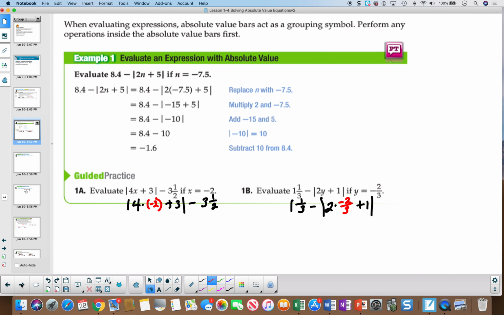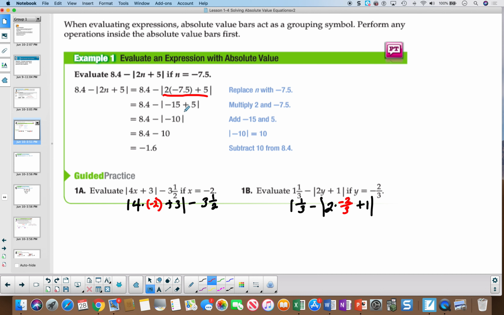Let's take a look at evaluating an expression. So we have this expression, and we're going to put -7.5 into this expression. Now when we do this, we want to treat absolute value like a parentheses. We want to evaluate the expression inside. Notice there's multiplication and addition. We want to do the multiplication first because of PEMDAS. And then after that we simplify here.